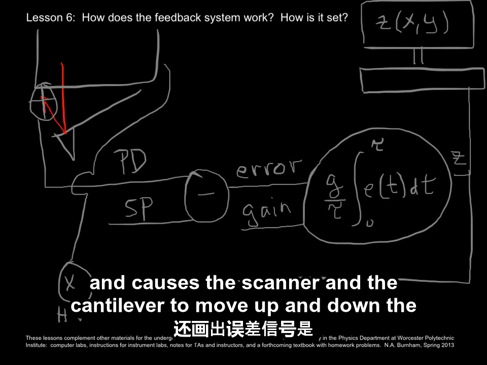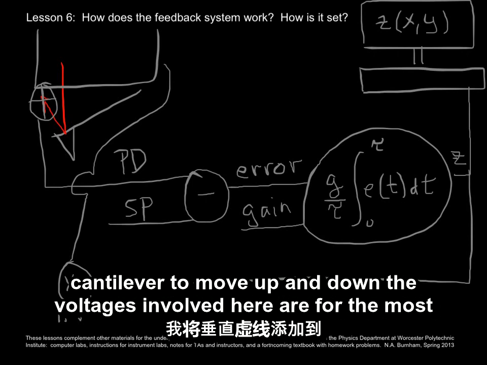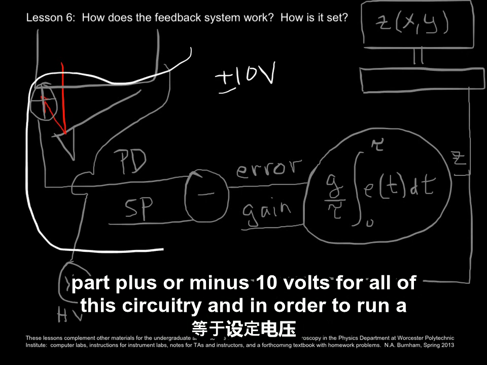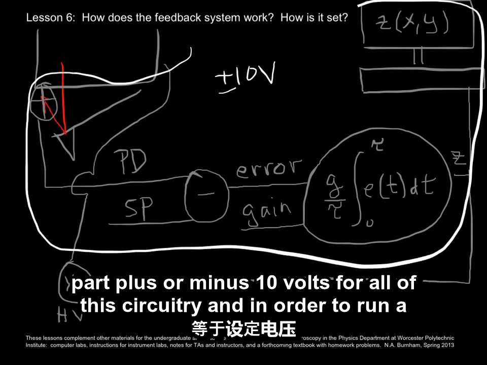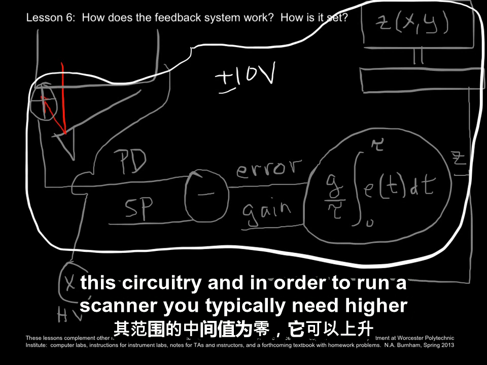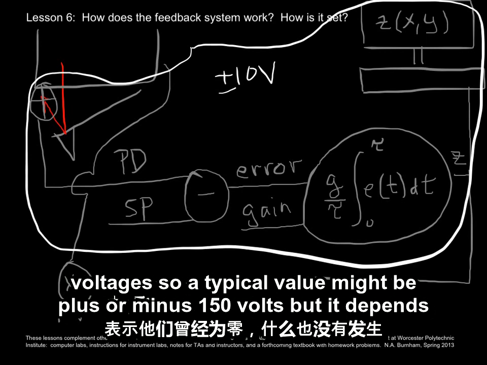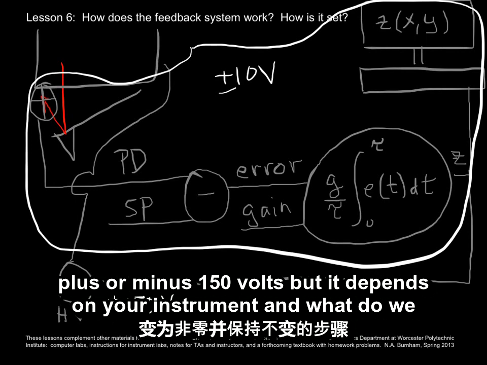The voltages involved here are, for the most part, plus or minus 10 volts for all of this circuitry. And in order to run a scanner, you typically need higher voltages. So a typical value might be plus or minus 150 volts, but it depends on your instrument.